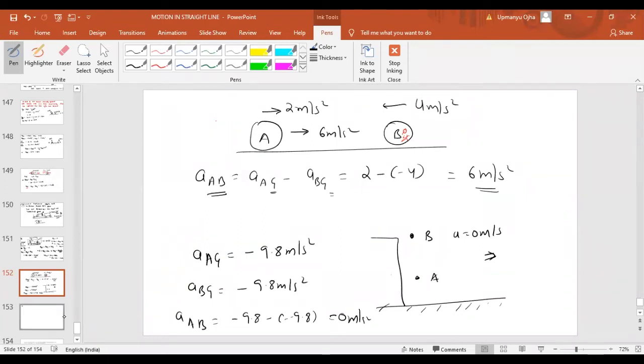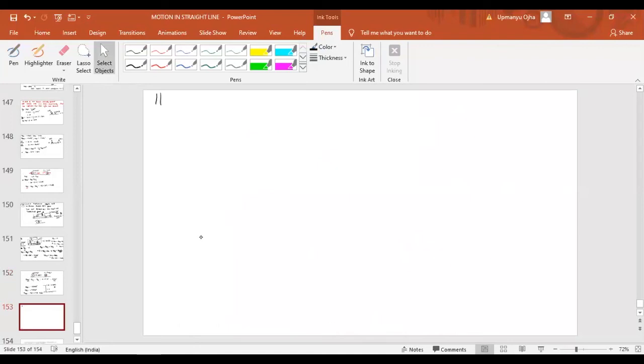Okay, fine. Now next is the equation of motion for constant acceleration in relative terms.